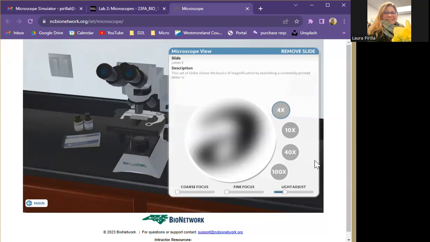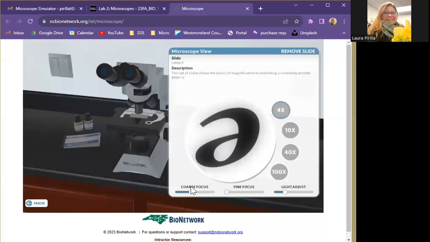So then we want to use the slider to coarse focus to find the letter E on here. So I'm using this slider here, and I want to do this until it looks sharp. I think that's overshot it. That looks pretty good to me. Then we want to use the fine focus to make it crisp and clear if there's any way we can improve it.